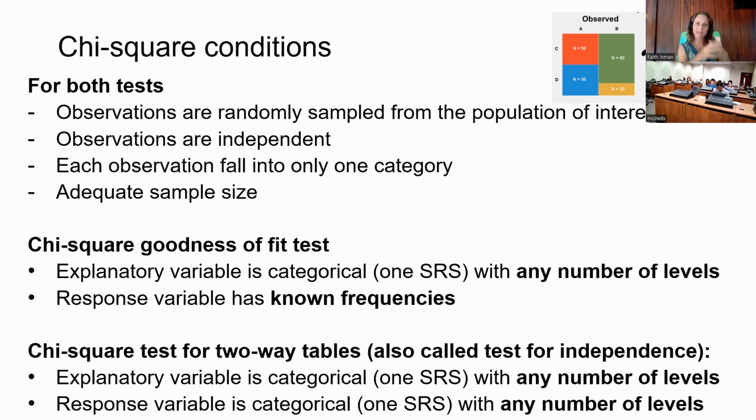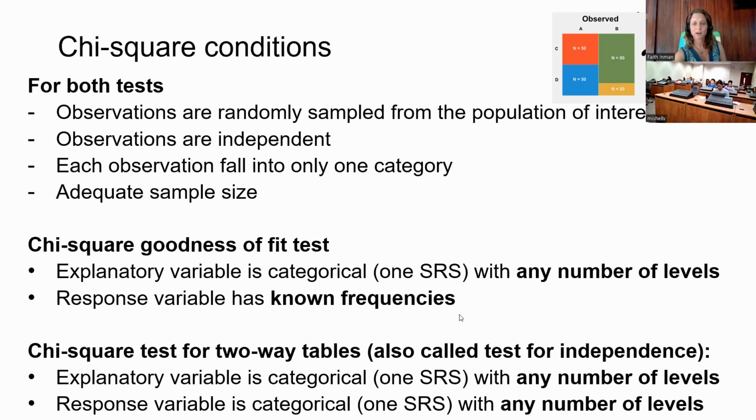So make sure you've randomly sampled from the population of interest. Make sure your observations are independent. That means one observation does not affect the other observation. And each observation falls into only one category, and that you have an adequate sample size, and I'll go into more detail on that on the next slide. So there's 2 types of tests, as I mentioned.